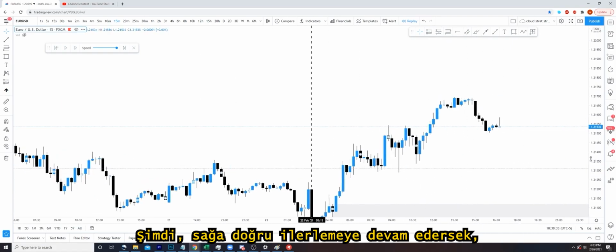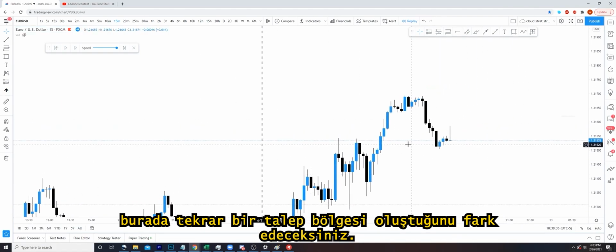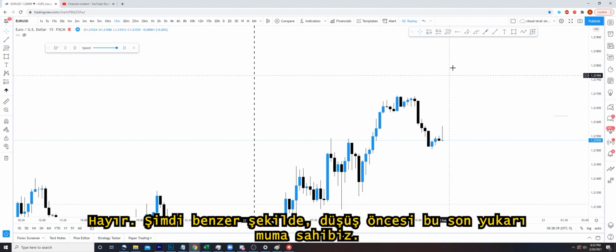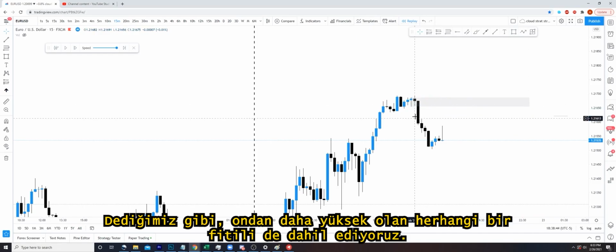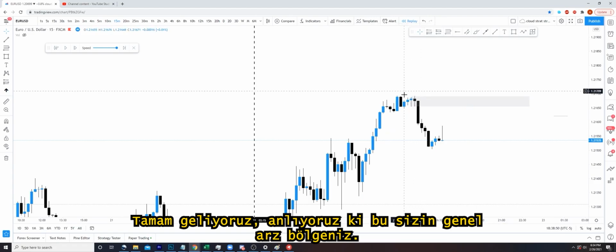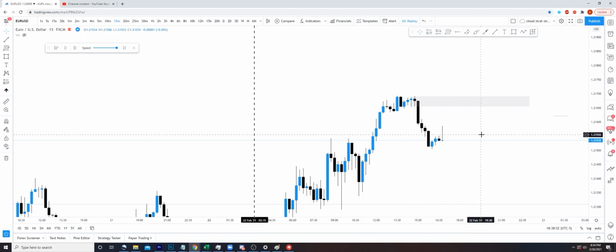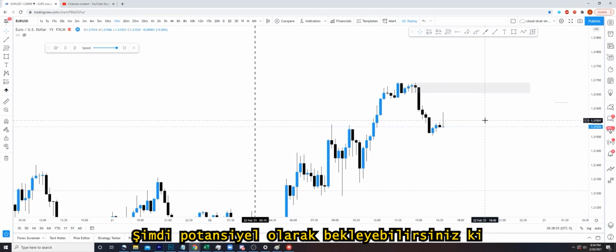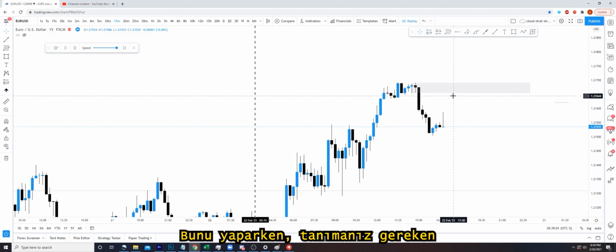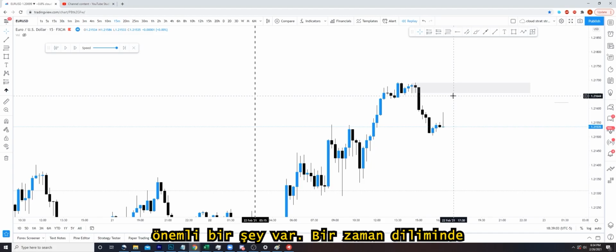Now, if we continue moving to the right, you'll notice that, again, we had a demand zone form here. It got mitigated here, and that's invalid now. Now, similarly, we have this last up candle right here before the down move. Again, like we said, we include any wick that goes higher than it if there's one to the right of it, okay? We get that. This is your overall supply zone. Now you can potentially expect that in the future, there may be mitigations at this area. That is perfectly valid. Now, as we're doing this, there's something important that you need to recognize.